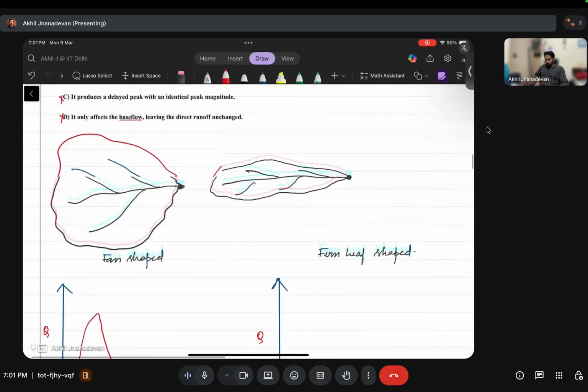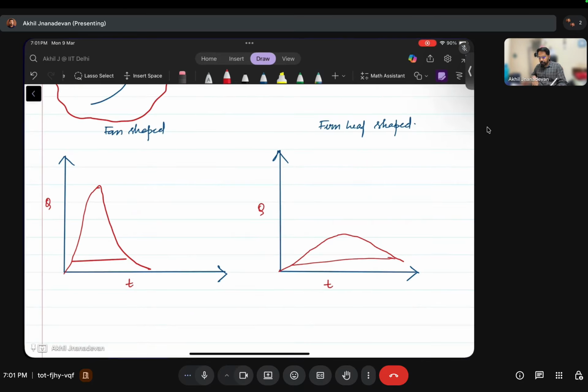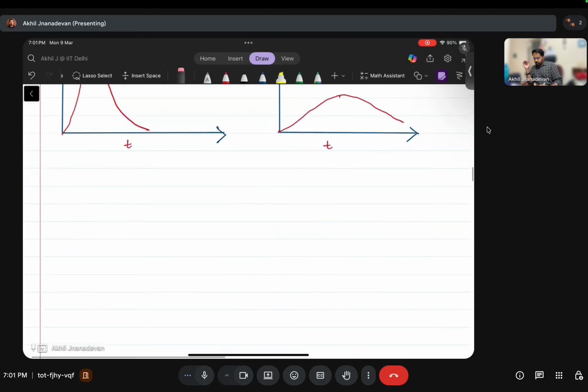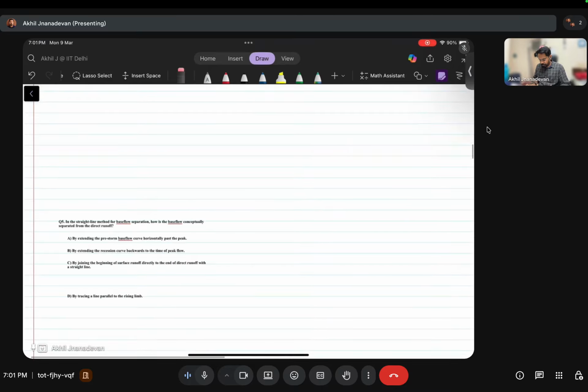So the base is narrow compared to this particular base, and also the peak is higher compared to this peak. Okay, so we can move to the next question.